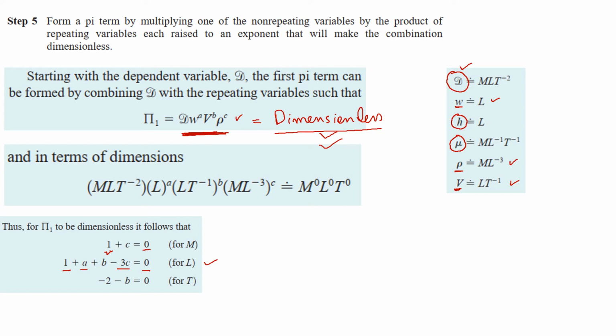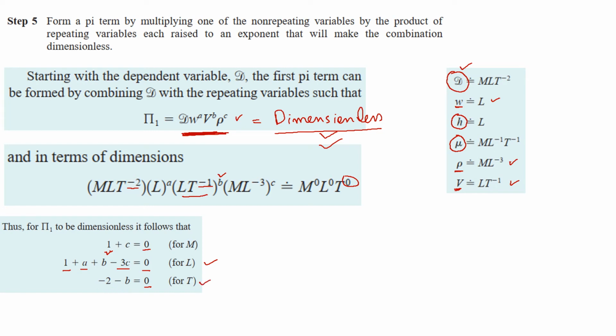In the first, the force term, we have time to the power minus 2, and in the velocity term we have time to the power minus 1 multiplied by this b. So that's why minus 2 minus b is equal to 0 on the right hand side. So this is for time.